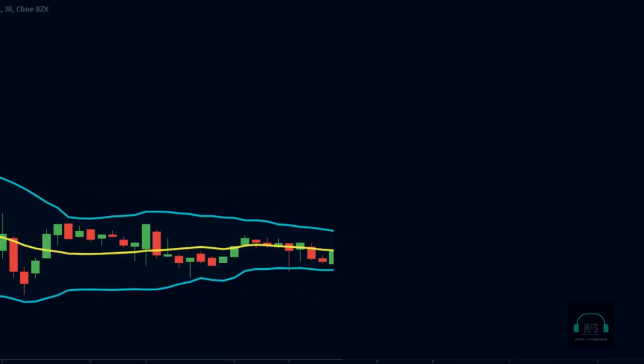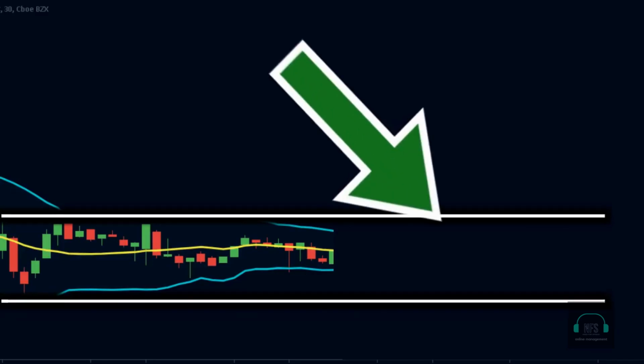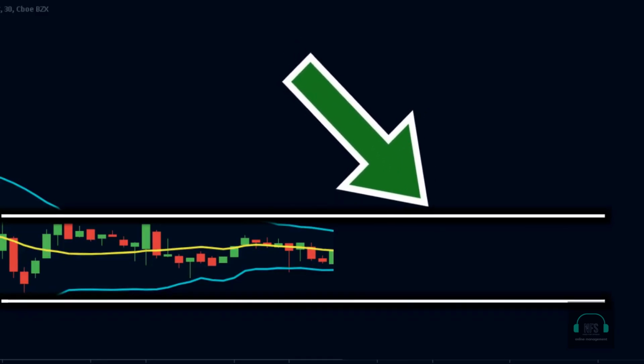In order to avoid those false signals, we will mark horizontal levels of support and resistance. This gives us a definitive area which the price must break in order to start a trend. So now, we will buy when the price breaks the resistance and closes above the upper band.